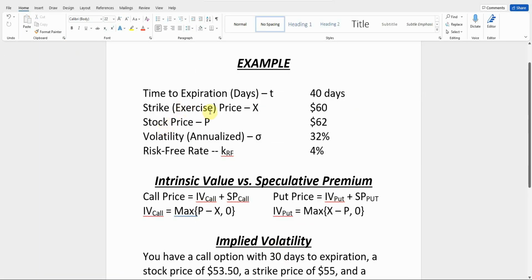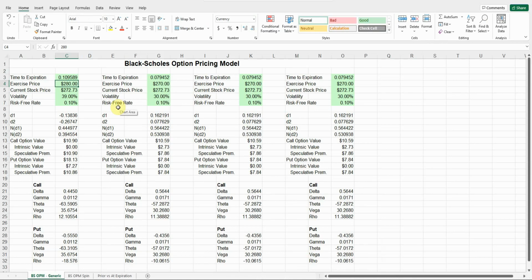Next, I want the strike or exercise price. This is often symbolized by X, which you can see is kind of a strike. If you've ever gone bowling, that is the symbol for a strike in bowling. And 60 is the dollar value there. So I'm going to put that in. That's a 60 strike option. I just put that in as 60.